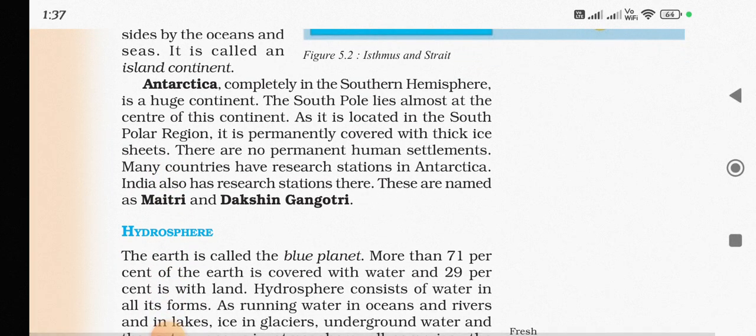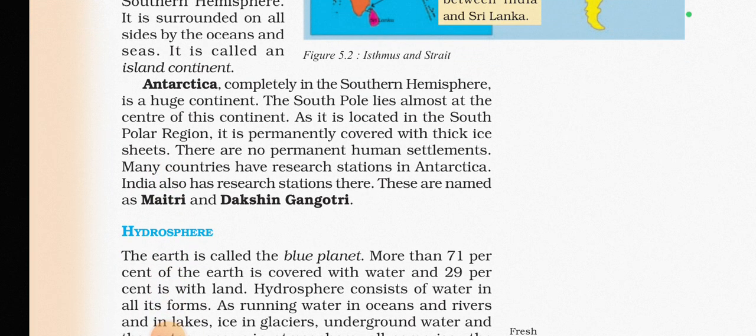Now moving ahead to Antarctica. Antarctica is completely in the southern hemisphere and is a huge continent. The South Pole lies almost at the center of this continent. It is located in the South Polar region and is permanently covered with thick ice sheets. There are no permanent human settlements. It is not a very habitable part, but we have research centers there. India also has research centers here, named Maitri and Dakshin Gangotri. These two are our research centers there.